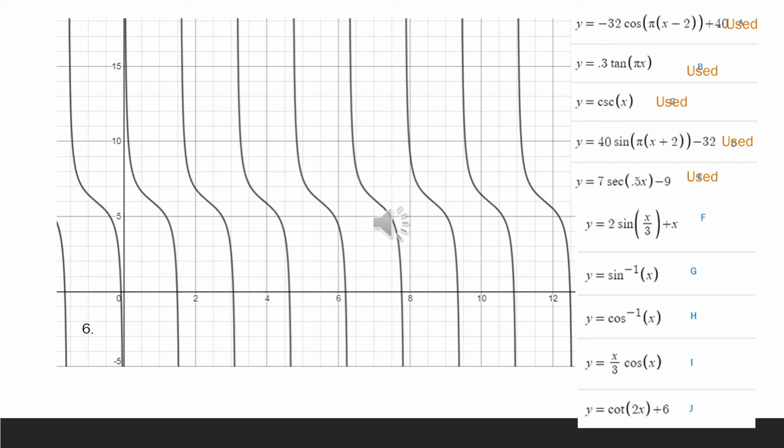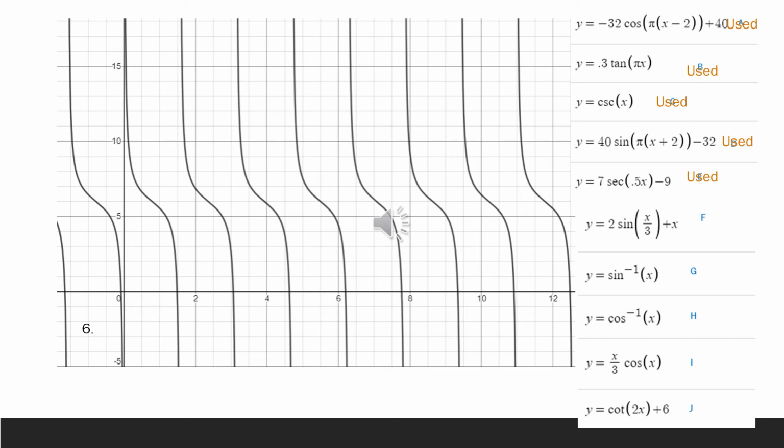This graph appears to be either tangent or cotangent. Notice the cycles are always going downhill. If I go left to right, I'm always going downhill. And the center, where the inflection points are, appear to be at 6. And J matches that, cotangent of 2x plus 6.